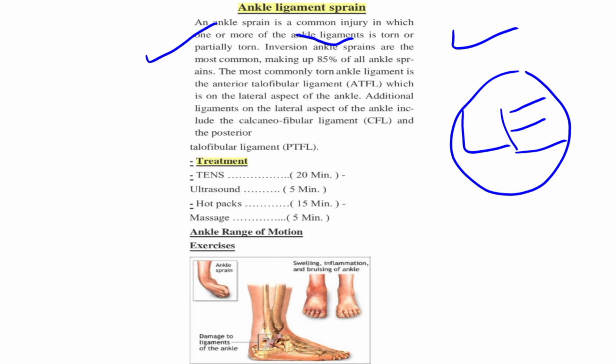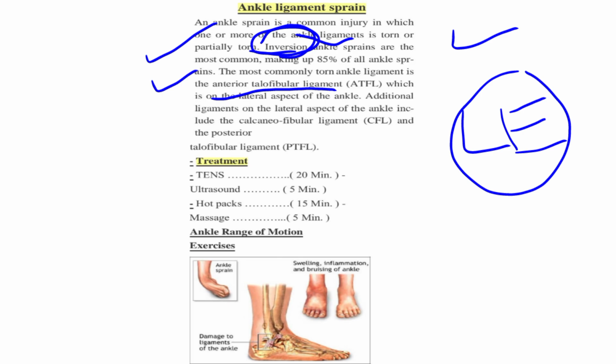The most common ankle sprain is the inversion type, making up to 85% of ankle sprains. The ankle joint is inverted inside, and there is an inversion ankle sprain. The most commonly torn ankle ligament is the anterior talofibular ligament. In case of inversion, the anterior talofibular ligament is injured, which is on the lateral aspect of the ankle.